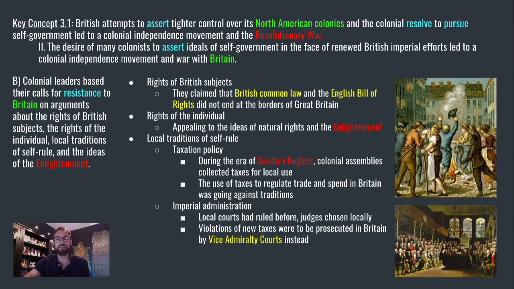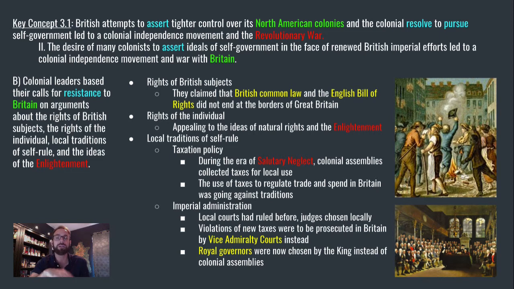They felt like this autonomy, these rights that they had, were being taken away. Now, another thing, royal governors were now chosen by the king instead of by colonial assemblies. If you remember, before, during the Dominion of New England, they tried doing this, and it also received a lot of backlash from the colonists who were used to choosing their own leaders.